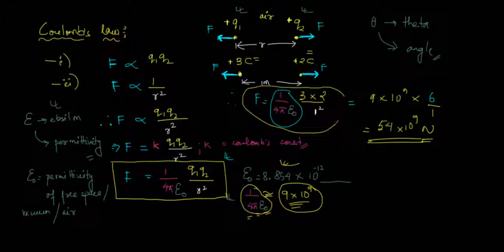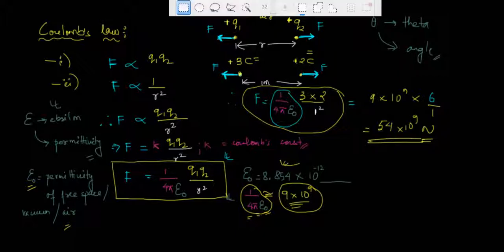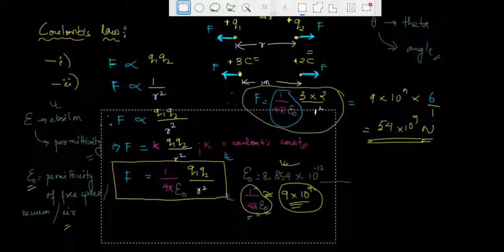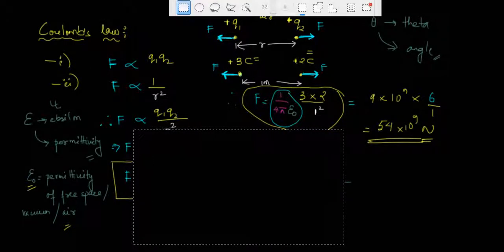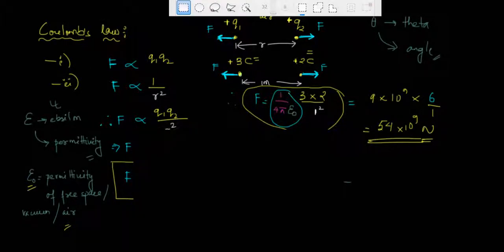This formula applies only when it is epsilon naught, specifically for air. Epsilon naught is the permittivity of free space, vacuum or air. If the medium is not that, you have two charges.